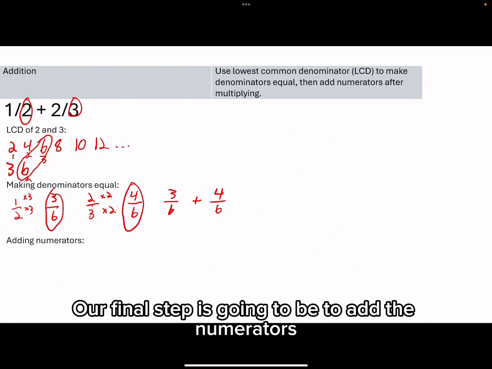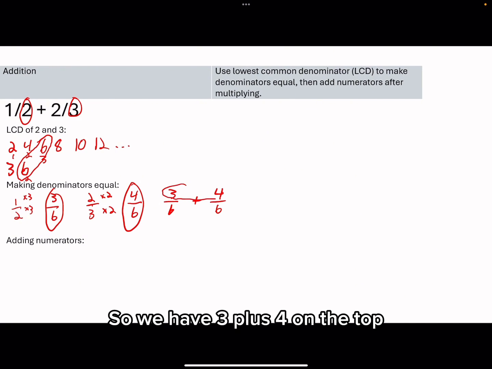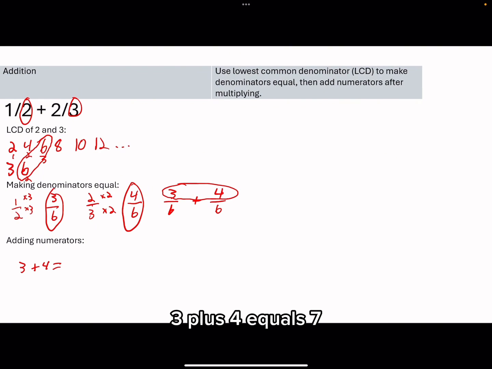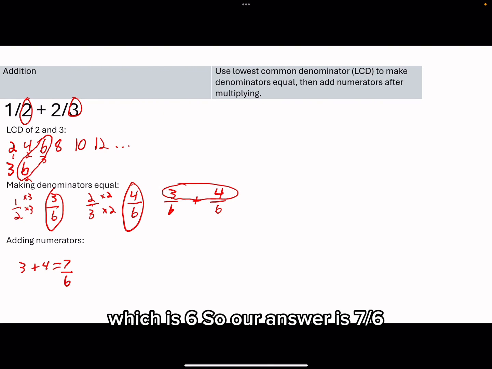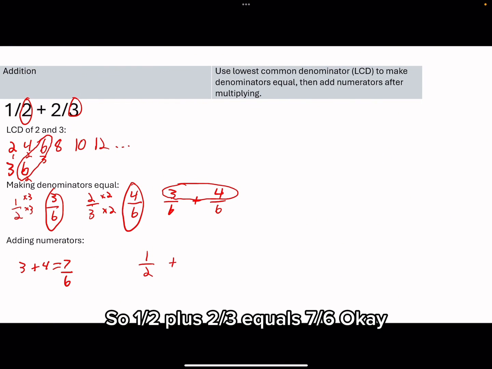Our final step is going to be to add the numerators. So we have 3 plus 4 on the top. 3 plus 4 equals 7. We're going to return our denominator, which is 6. So our answer is 7 over 6. So 1 over 2 plus 2 over 3 equals 7 over 6.